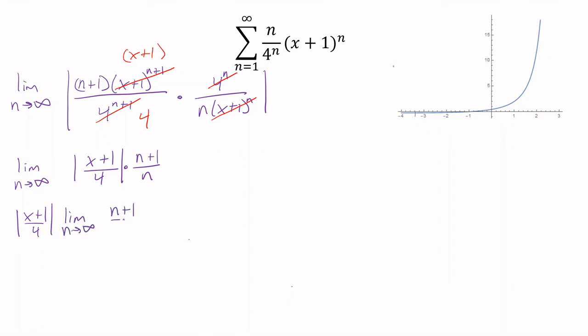Okay, right. This limit, again, you can do the same idea here. It's the highest power on top divided by the highest power on bottom. So this limit's 1. And so altogether, we end up with this total limit being x plus 1 over 4 times 1, which is just that. And then our question is, when is this less than 1? So to converge, I need it to be less than 1.